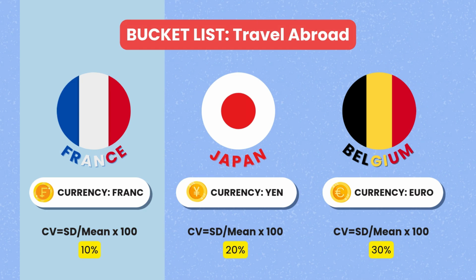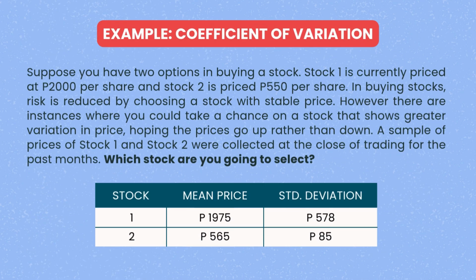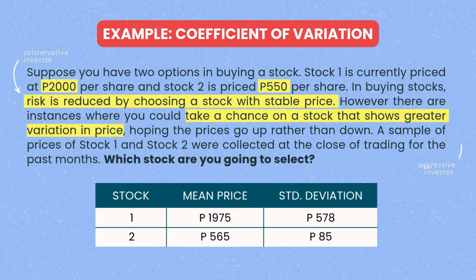Let us have another example. Suppose you have 2 options in buying a stock. Stock 1 is currently priced at 2,000 per share, and stock 2 is priced at 550 per share. In buying stocks, risk is reduced by choosing a stock with stable price. However, there are instances where you could take a chance on a stock that shows greater variation in price, hoping that the prices go up rather than go down. A sample of prices of stock 1 and stock 2 were collected at the close of trading for the past months. Now, which stock are you going to select?